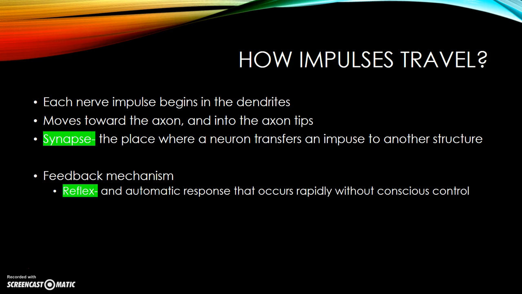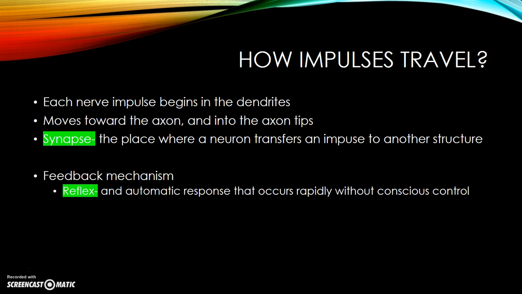So each nerve impulse, as I said before, begins in the dendrites. It moves toward the axon and into the axon tips to where it reaches what's called a synapse. And a synapse is a place where a neuron transfers an impulse to another structure. And basically, the synapse is where the impulse gets transferred from electrical energy to chemical energy. And another word for that is called the feedback mechanism.